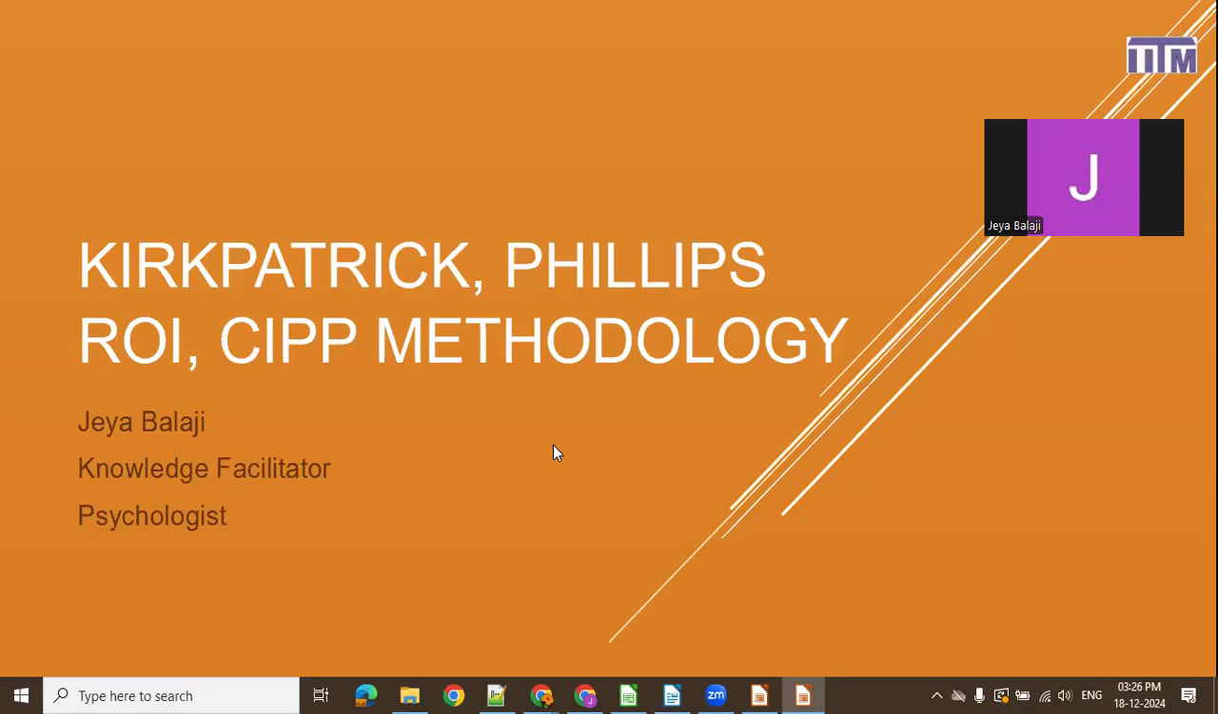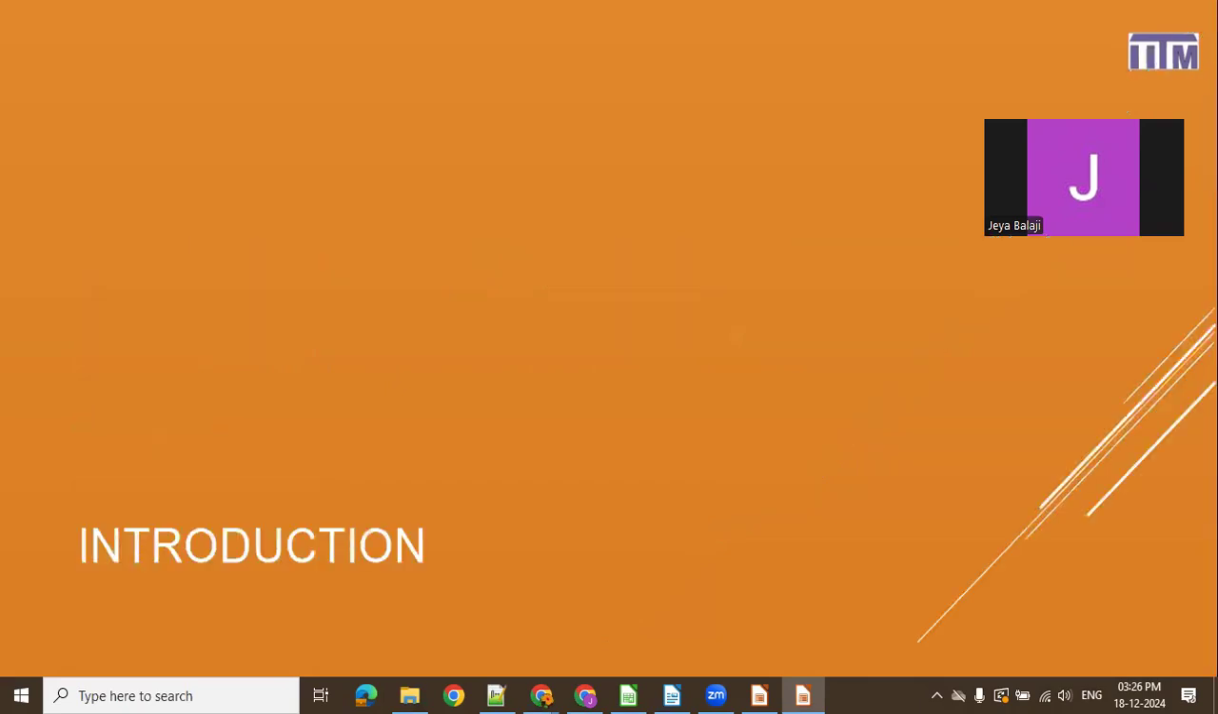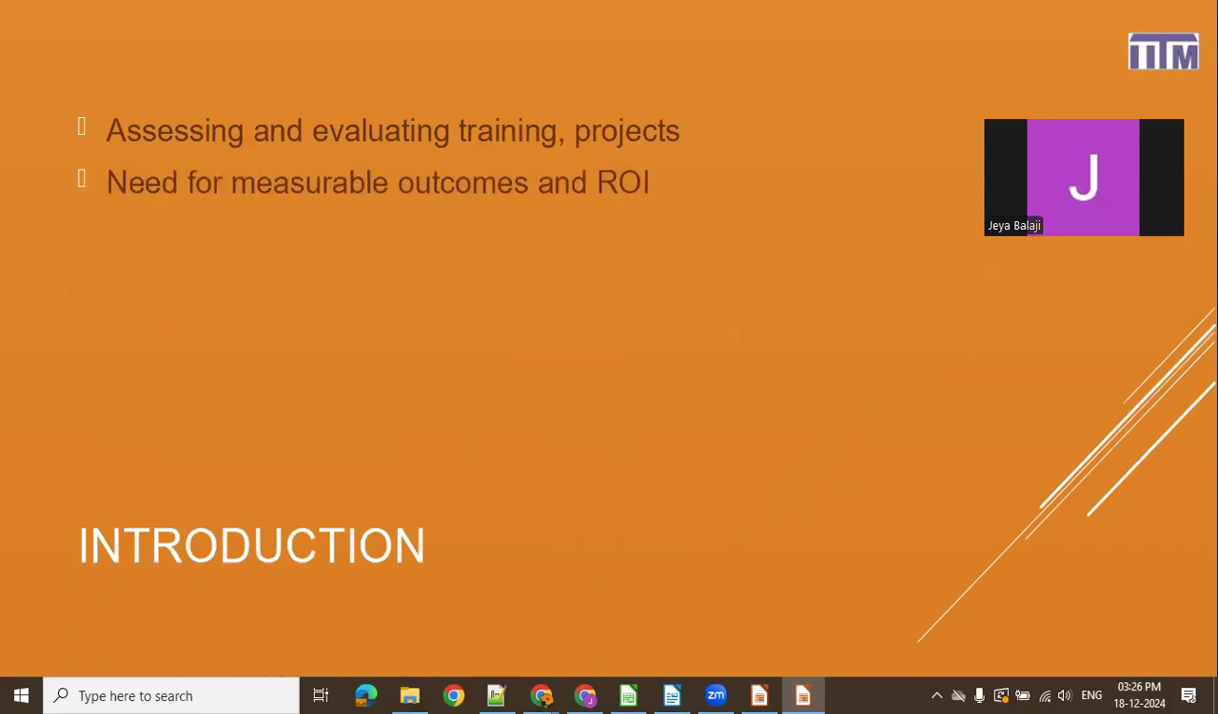Good evening, everybody. In this session, we'll see a couple of training evaluation models, and we'll start with the need for that. By evaluating and assessing training, the project's quality becomes better. Like we discussed in the previous session, measuring the results and ROI is very important to assess the training. We have to justify the need for the training, and this evaluation helps us to do that.